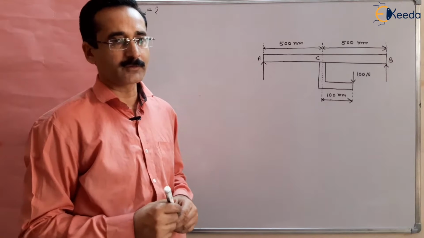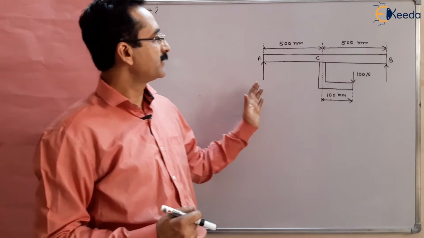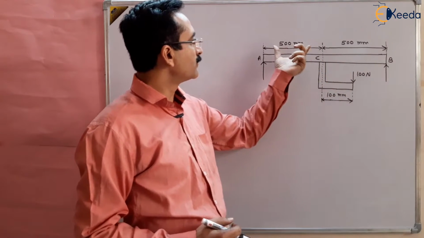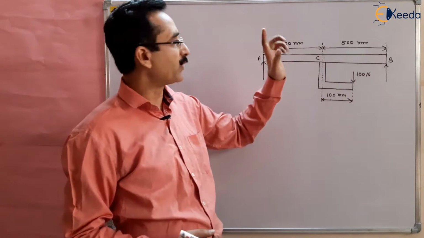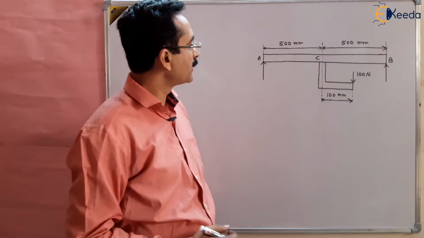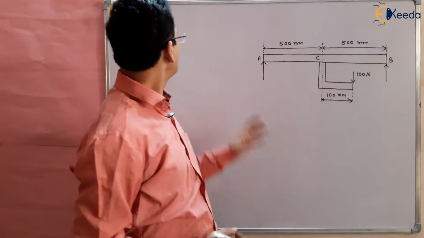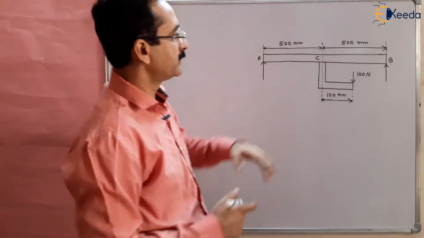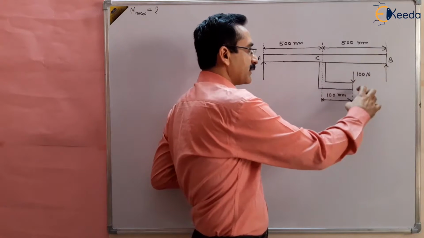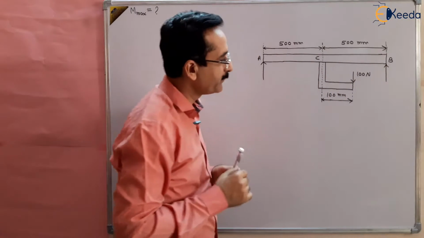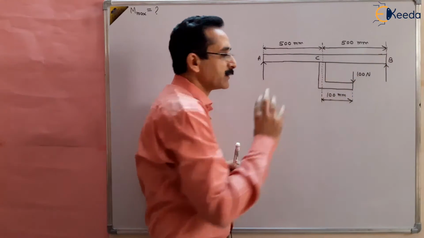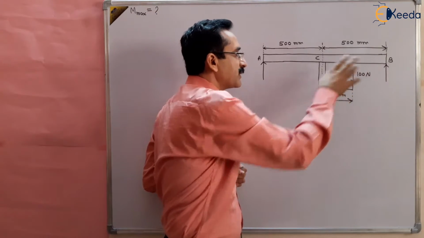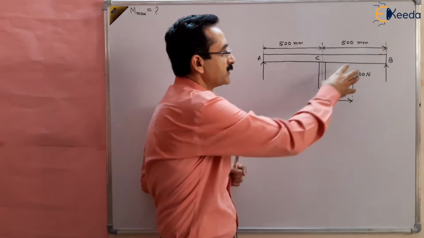This is a question of shear force and bending moment diagram. We are given a simply supported beam AB, of length 1 meter, 500 mm and 500 mm. We have to find the maximum bending moment, Mmax, and we are given the L-shaped part at which 100 Newton load is applied. When this type of load is there, what is the actual effective load of this 100 Newton?